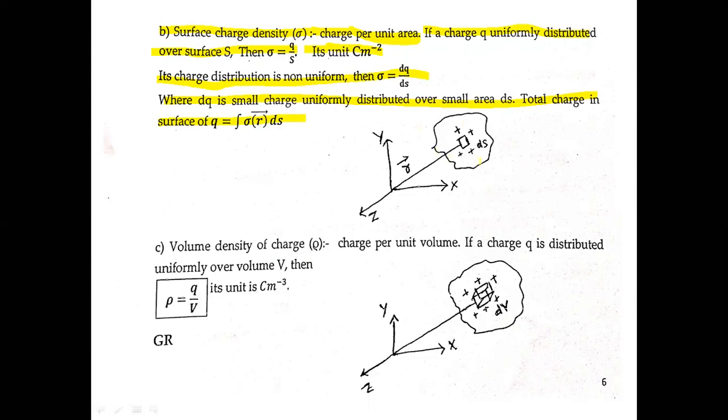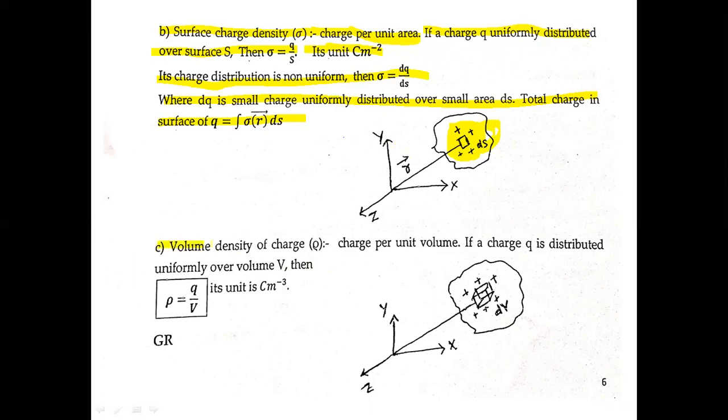If you see this diagram, you can understand ds is the small area. The charges are arranged over that. We cannot say that charges are present in the x plane or y plane or z plane. In our current example, the charges are present in the xy plane. ds is the small surface, and around that the charges are present.